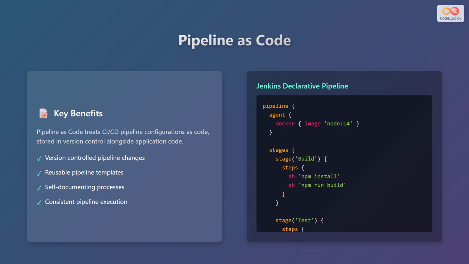Here is an example of Jenkins declarative pipeline code. Pipeline. Agent. Docker. Image node:14. Stages. Stage build. Steps. sh npm install. sh npm run build. Stage test. Steps. sh npm test.